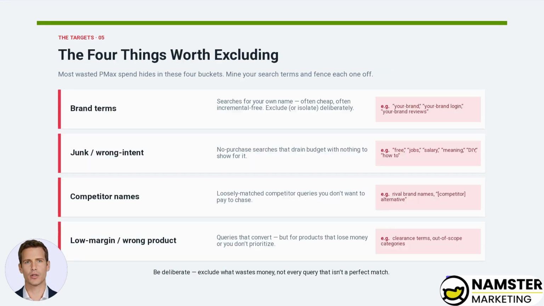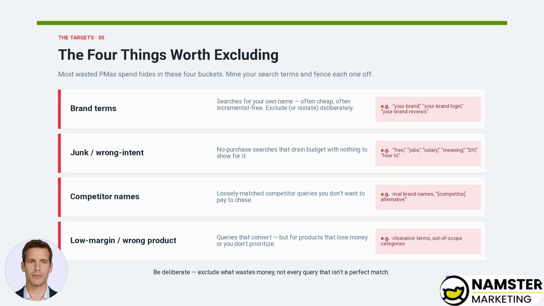When we begin the sculpting process, there are 4 primary buckets of waste worth excluding. First, brand terms. Searches for your own name are often incremental free. You should decide whether to exclude or isolate them deliberately. Second, junk and wrong intent queries. These are no purchase searches like celery or meaning that drain budget.